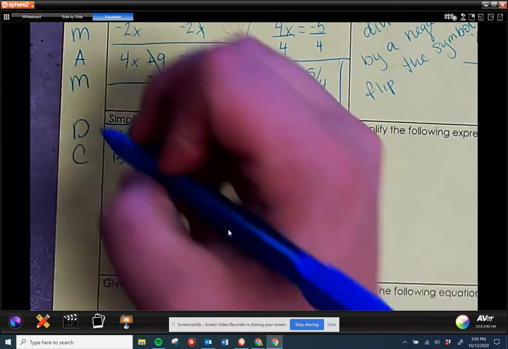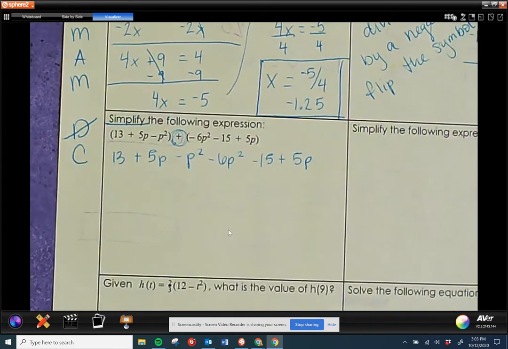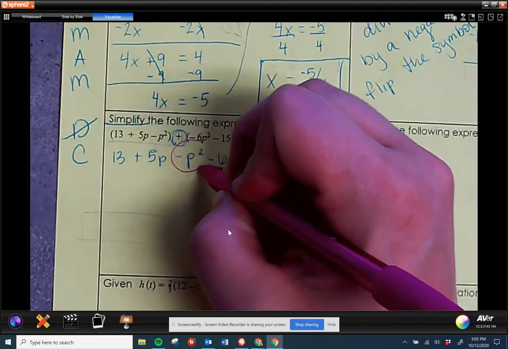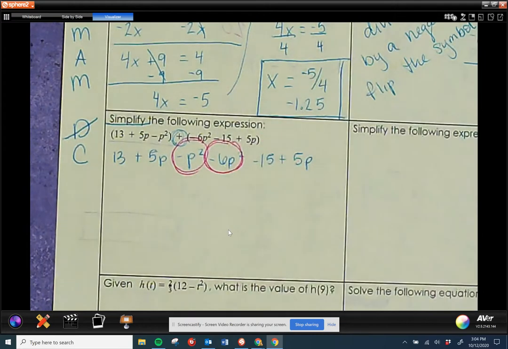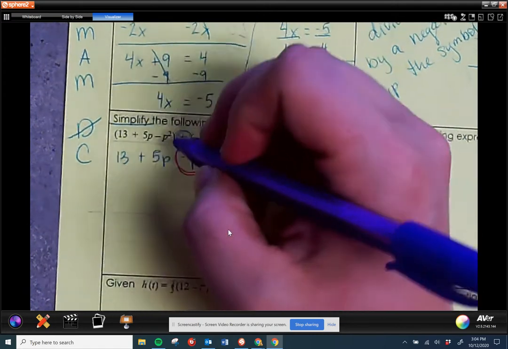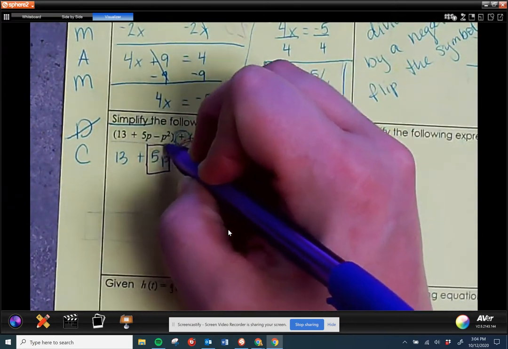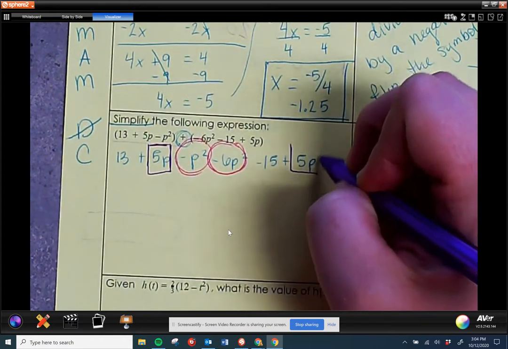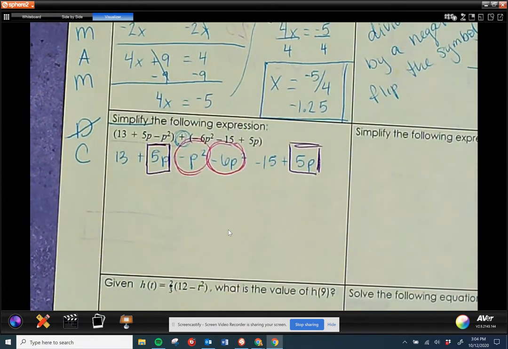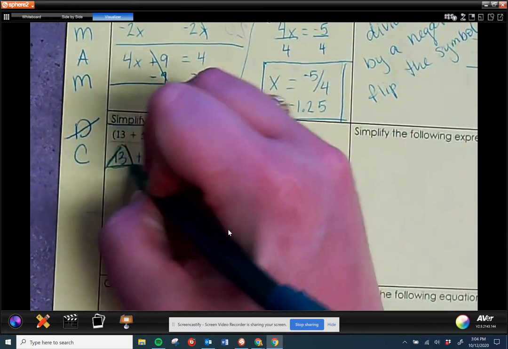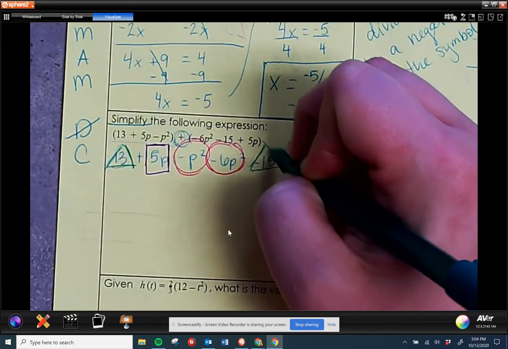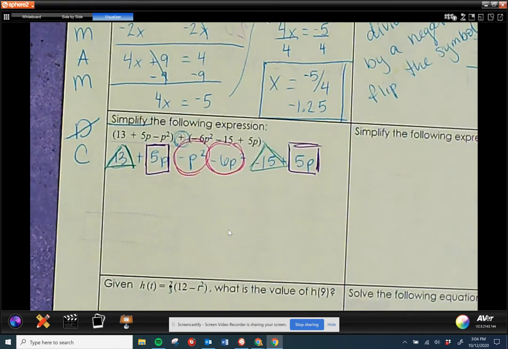And now, since I don't have any distribution, I need to combine the like terms. All of the squareds are going to be like terms. All of the regular p's are going to be like terms. And then all of my constants are also going to be like terms. So you'll just use those to combine.